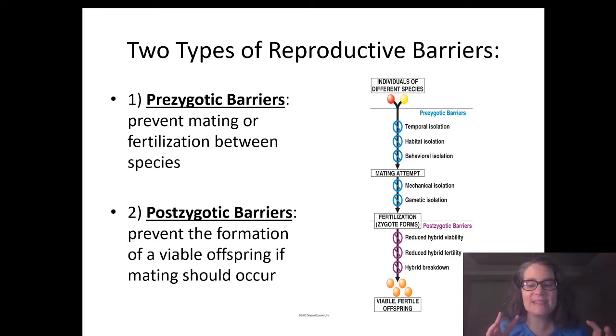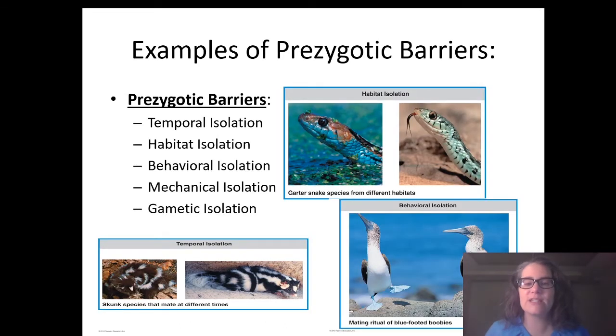I think it's easiest if I give you some examples of each of these so that you can see how this works. So pre-zygotic barriers are going to prevent mating and fertilization from happening in the first place. So we're not going to form that zygote. This can be temporal barriers like these skunk species that breed at two different times of the year, one in late winter, one in sort of spring, early summer. And if you're breeding at two different seasons or two different times, then this keeps you from accidentally breeding with the wrong species.